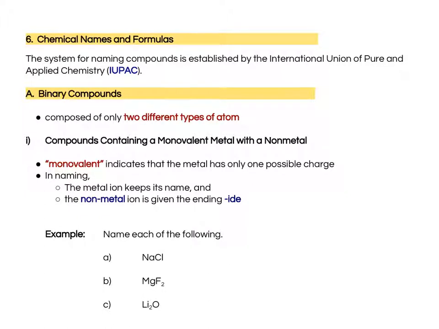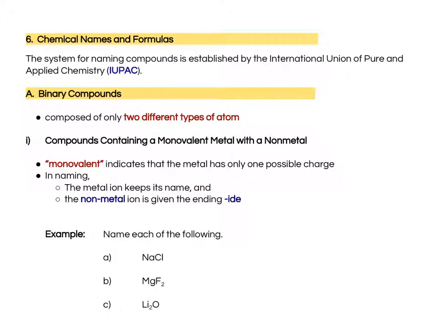So I wanted to create a video that would allow you to review some of the ideas related to chemical nomenclature that we've covered in grade 10 science. So I'm going to start off with our easier compounds to name, which are the binary compounds. The prefix bi means two, and so these compounds are only going to contain two different types of atoms in them. They're not very complicated.